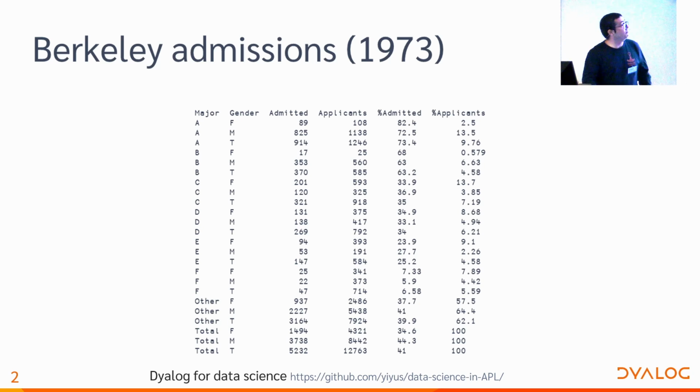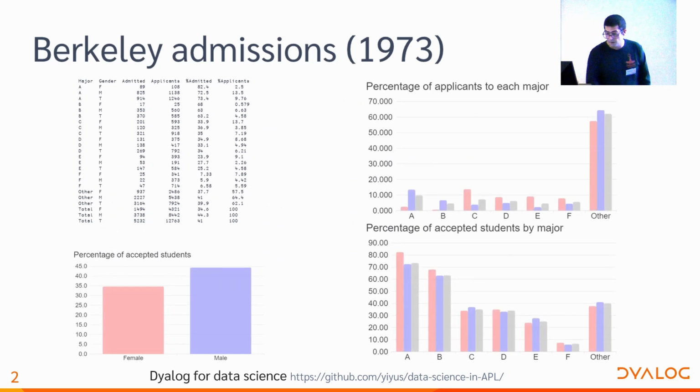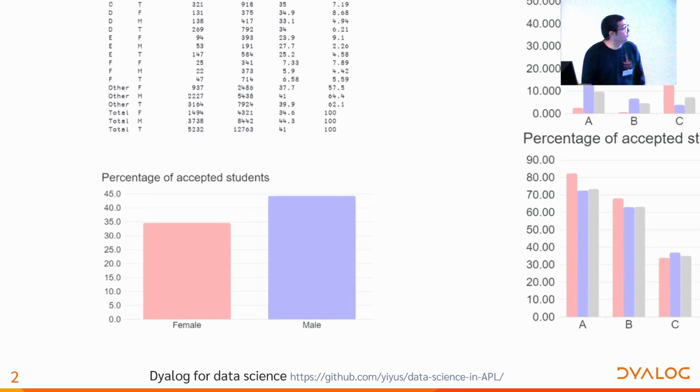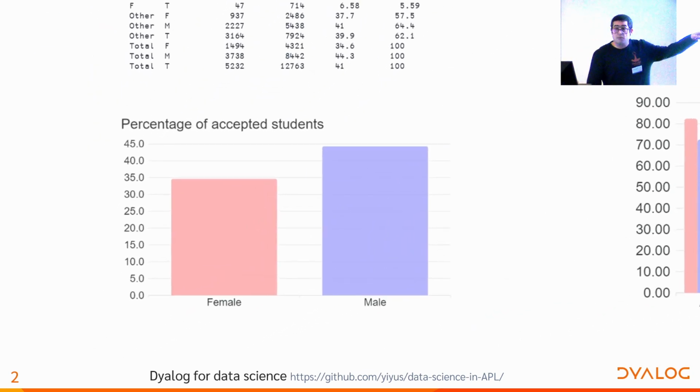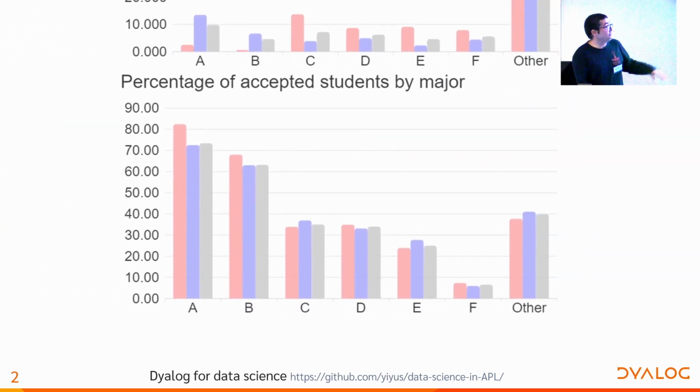To see it better, we can do some graphs. So here at the bottom left corner, we can see that indeed more male students than female students were accepted. We already knew this. But when we look at the data by major, we don't see that. Sometimes more female students, sometimes more male students, but pretty much in each department they are even. So indeed, this was a case of the Simpson's paradox. It's probably one of the most famous examples of the Simpson's paradox.